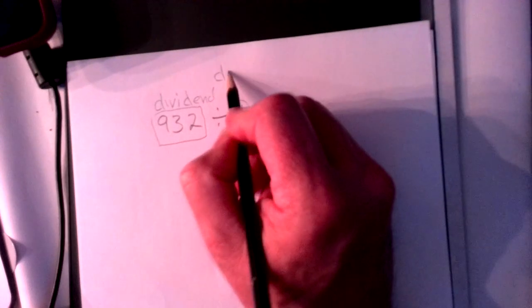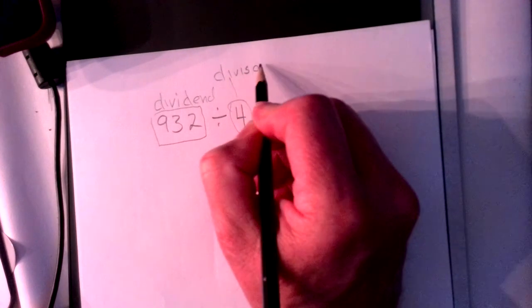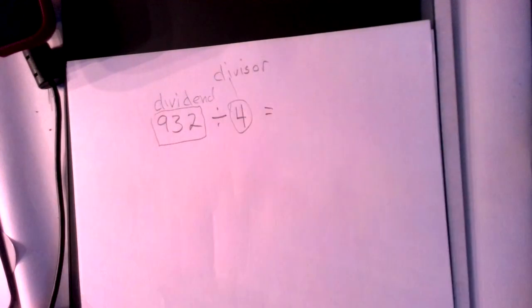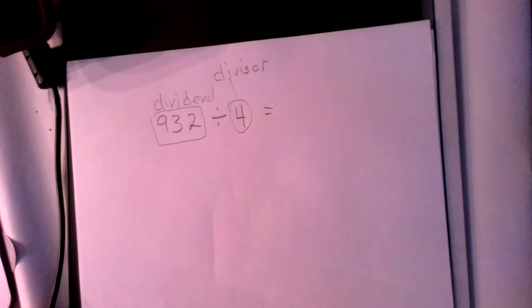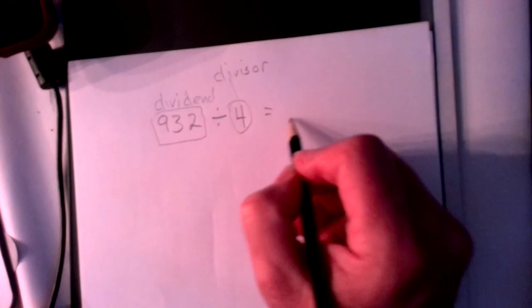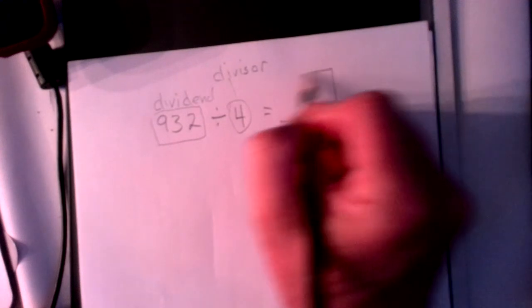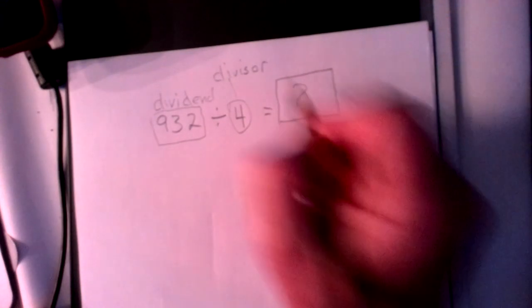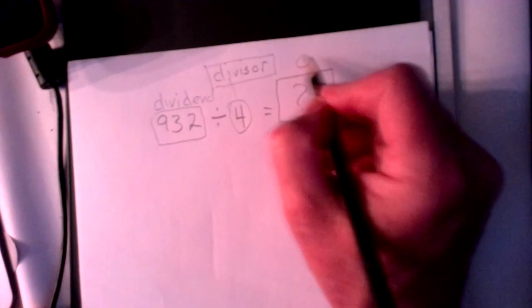Write it up here. This looks just like what happens in our classroom, right? Divisor. And then we're going to end up with a quotient. We don't know what this is yet. We don't know what our quotient is. Divisor. And quotient.